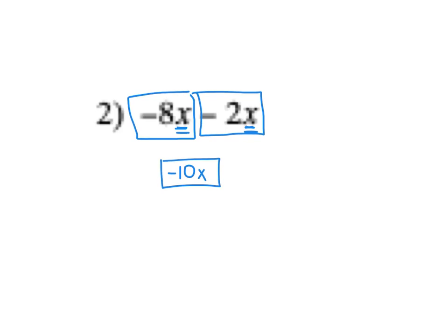Now, if I had something like negative 8x minus 2y, I could not add these together. I'd have to keep them separate because these are not the same variable. X and y are different variables.